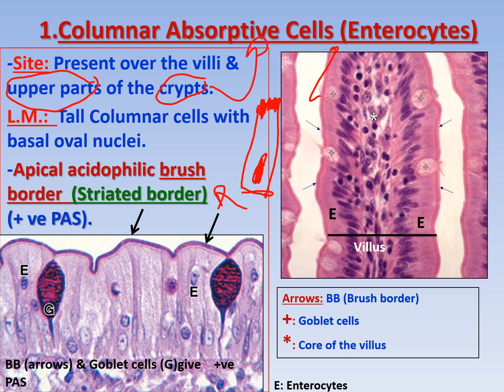This apical acidophilic brush border has a thick glycocalyx coat. A glycocalyx, we mentioned the word glyco, so it will be PAS positive stain.